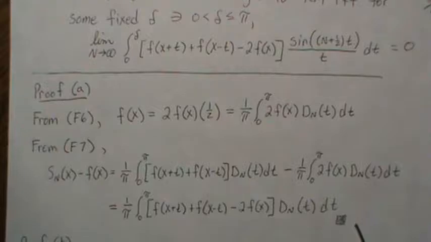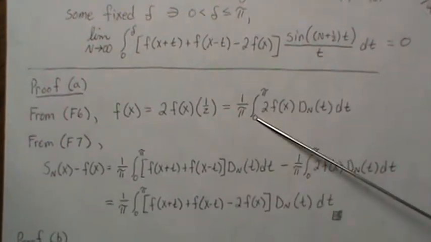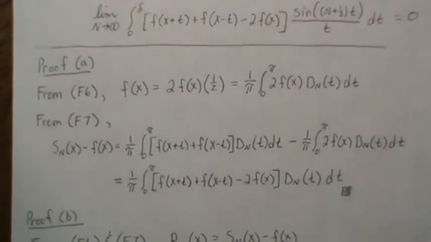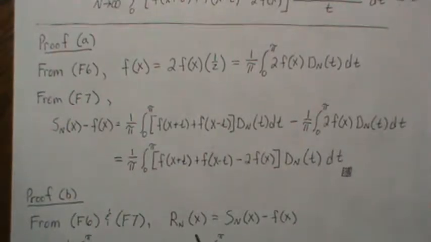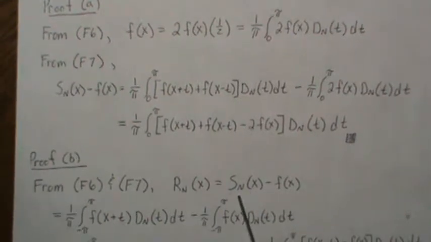Now part B, we're going to show another way to write the remainder. And here note that we're going from 0 to pi. And here, from F6 and F7, that's the Dirichlet kernel and the partial sum, the remainder is defined like this. And then this can be written like this.